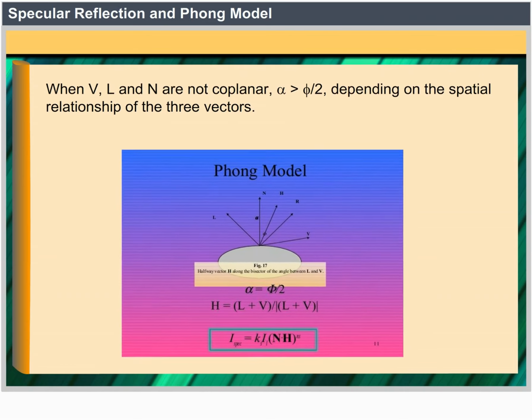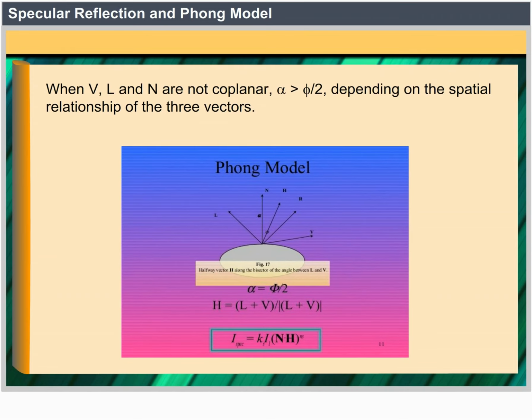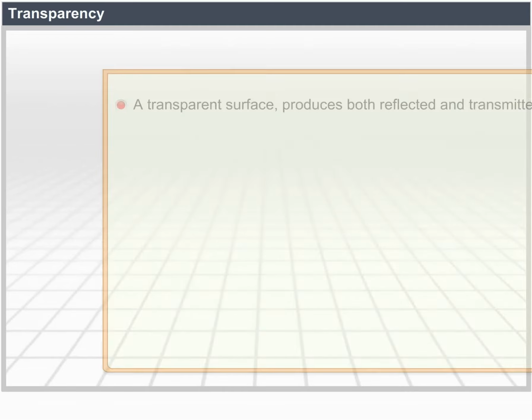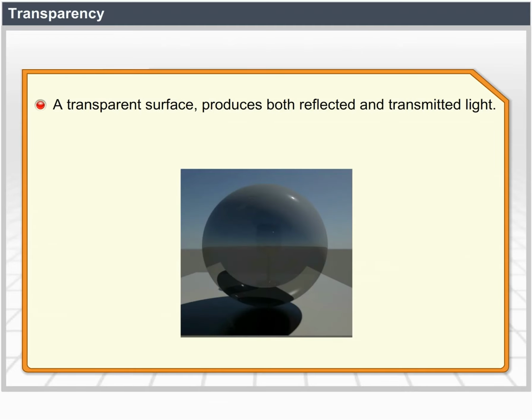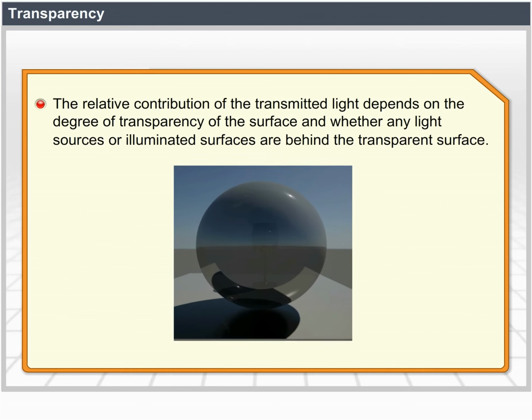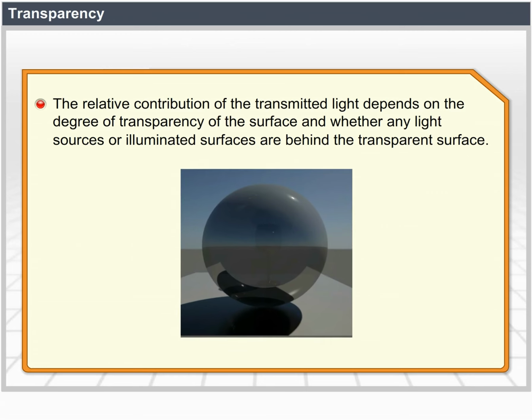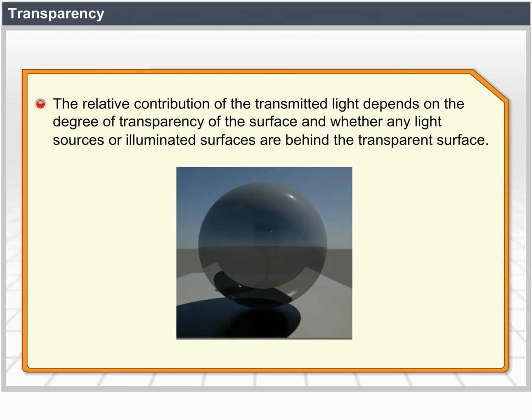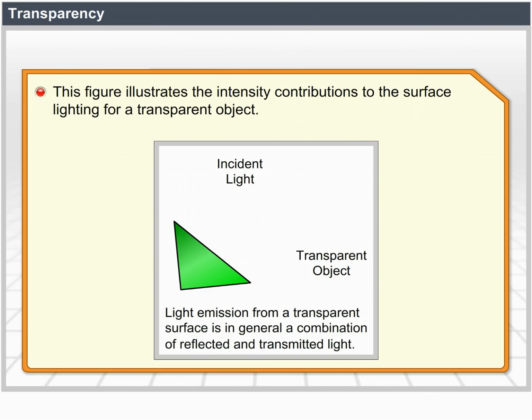Transparency. A transparent surface produces both reflected and transmitted light. The relative contribution of the transmitted light depends on the degree of transparency of the surface and whether any light sources or illuminated surfaces are behind the transparent surface. This figure illustrates the intensity contributions to the surface lighting for a transparent object.